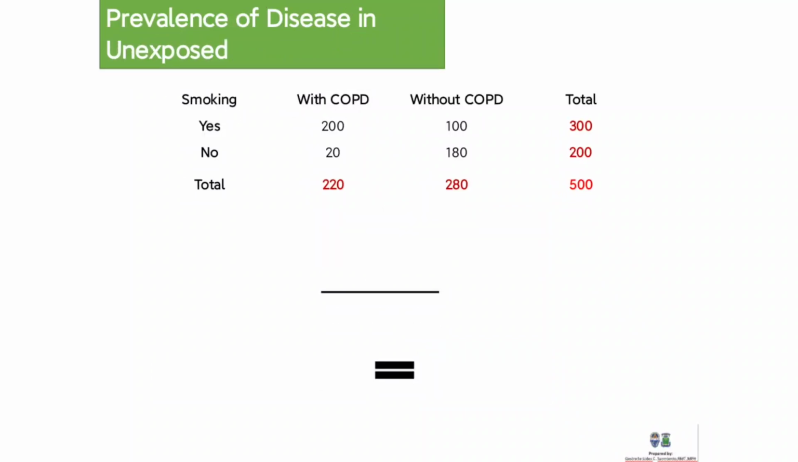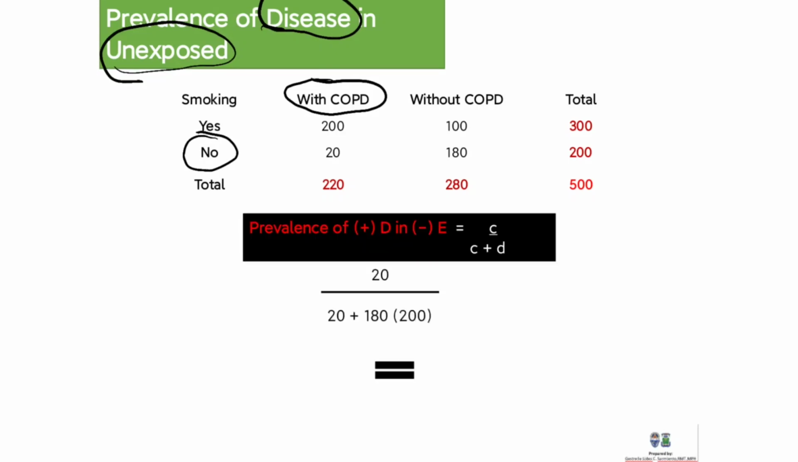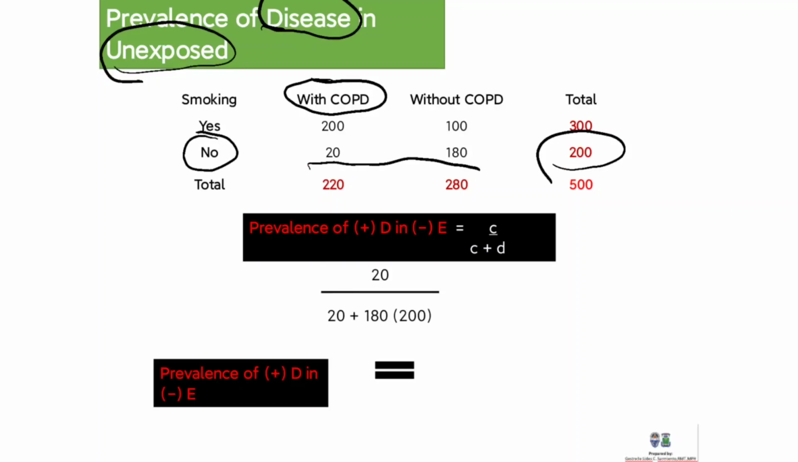Now, you calculate naman dito prevalence of disease in unexposed. Again, with disease and unexposed. So, gagawin lang natin kanina, pero different numerator. Okay. 20 over 20 plus 180. Ayan. Tsaka denominator. Okay. Now, the prevalence of the positive disease in unexposed group would be 0.10.